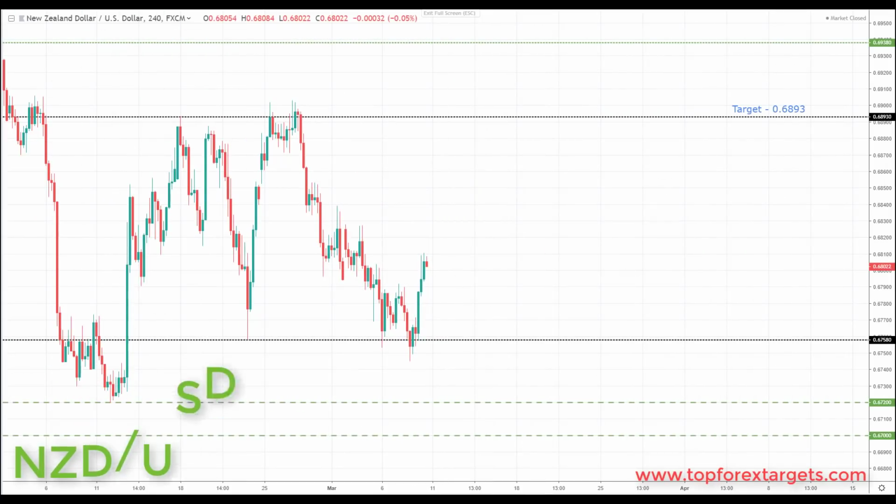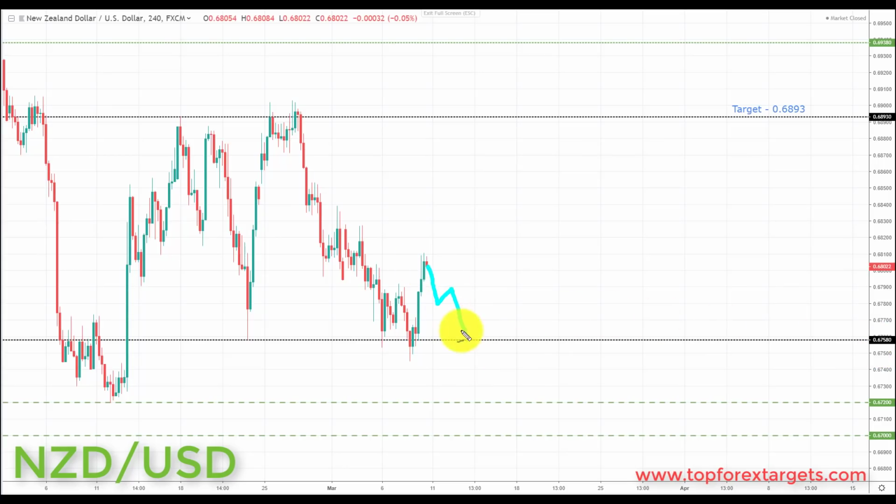So next pair we're going to look at is New Zealand dollar. Now last week we traded into the range bottom at the 0.67580, and we have had this bounce to the upside in the New Zealand dollar. So very simply put, going into next week, we're going to be looking for a pullback in the New Zealand dollar, potentially a retest of the range bottom at 0.67580.